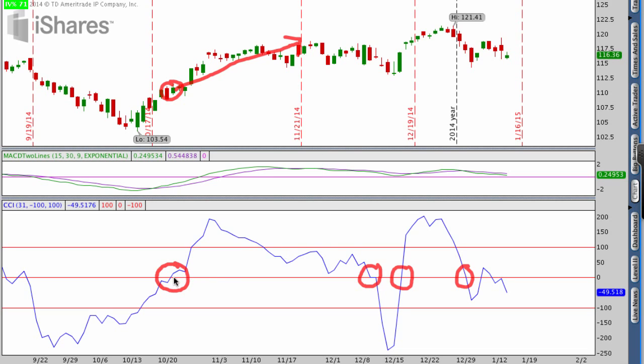And it's not all about being overbought or oversold. So just because CCI gets to extremes does not mean that creates an opportunity necessarily to buy or sell. So that's one difference with CCI as opposed to some other indicators: it's not about being overbought or oversold. It's about crossing that 0 barrier.